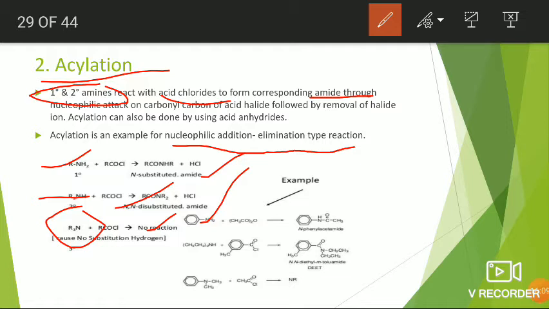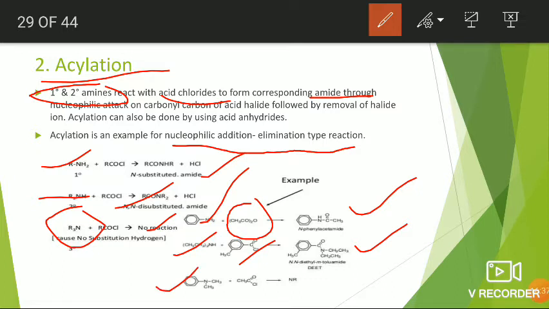C6H5NH2, aniline, undergoes acylation with acetic anhydride to form N-acetyl, or sorry, it is N-phenyl acetamide. It is an acid derivative, so it is N-phenyl acetamide. Here the secondary amine undergoes reaction with acid chloride to form the corresponding amide derivative.